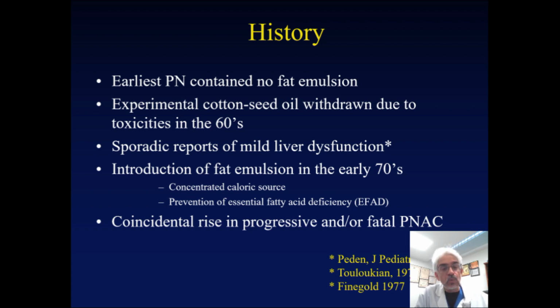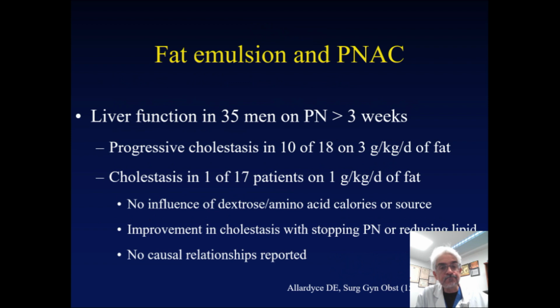During this period, there were sporadic reports of mild liver dysfunction. In fact, the earliest clinical report that I can find was a letter to the editor in Journal of Pediatrics from Pedin reporting liver dysfunction in a child on PN. There were indeed sporadic reports of mild liver dysfunction in this period, but it was only after the introduction of soy-based lipid emulsion in the early 70s, understandably as a concentrated caloric source and for the prevention of essential fatty acid deficiency, that there was a concurrent rise in progressive and often fatal parenteral nutrition-associated liver disease.